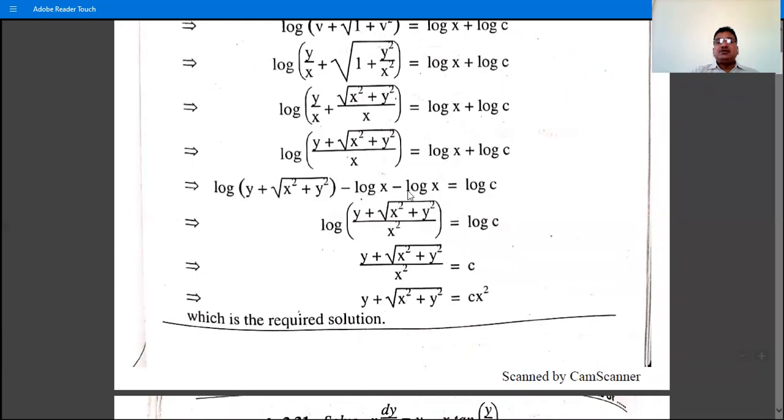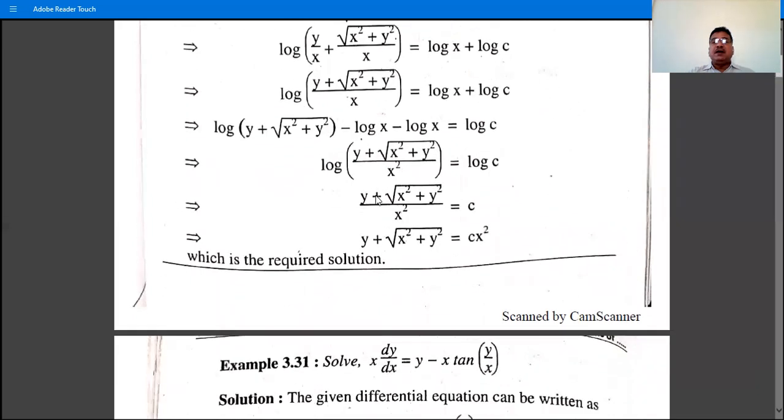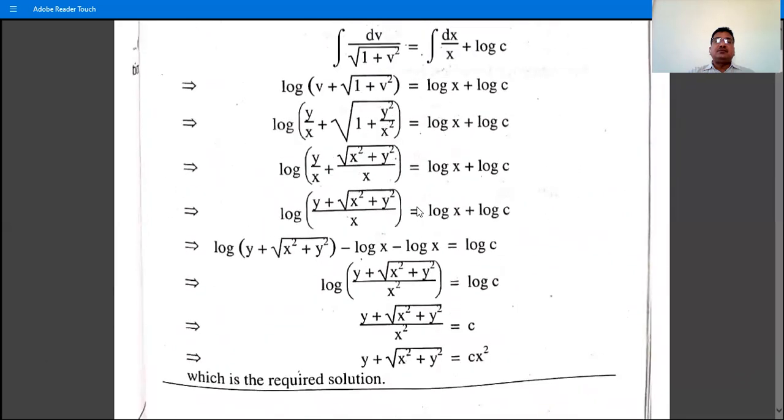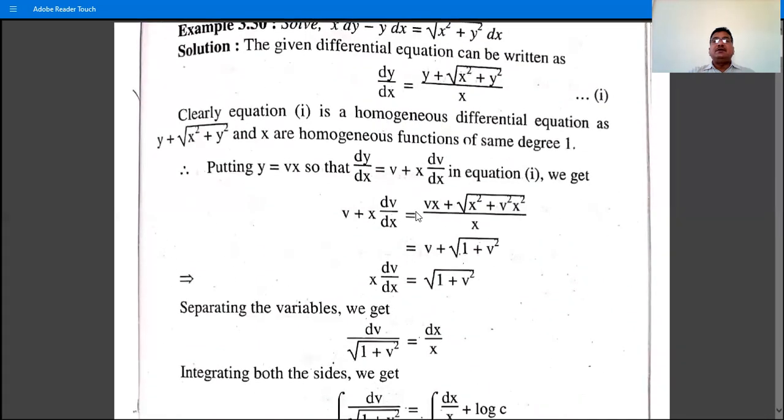This minus log x becomes minus 2 times log x, and then m log x is log x raised to m. So by using this rule, 2 log x is log x squared, and then the log a minus log b rule. And then cancel the log on both sides. We have y plus root x squared plus y squared is equal to c, or y plus root x squared plus y squared is equal to c x squared. This is the required solution of the given differential equation.